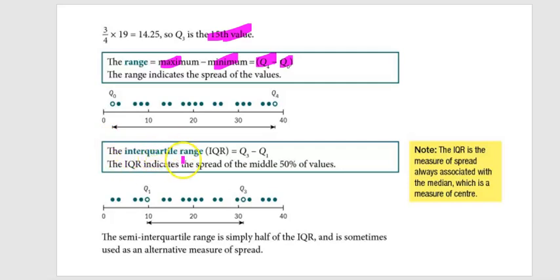The interquartile range can be abbreviated as IQR. So we take the upper quartile minus the lower quartile, that is Q3 minus Q1. The IQR, the interquartile range, indicates the spread of the middle 50% of the data.